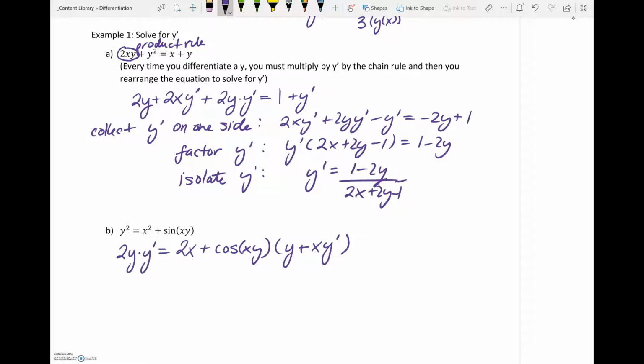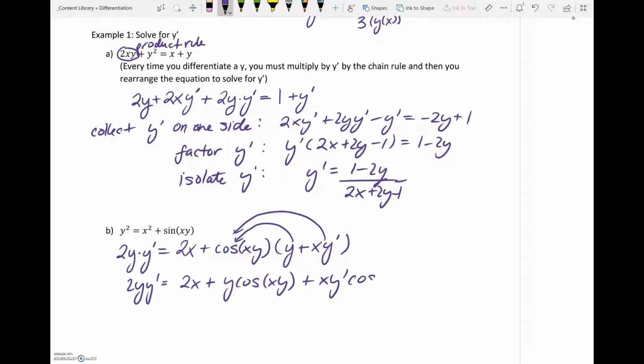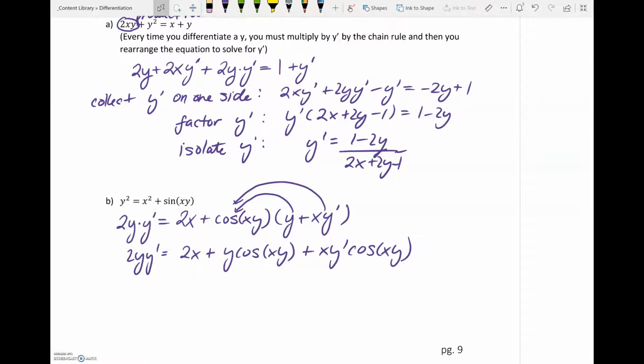Now I'm going to simplify this a bit more. This y is going to multiply with our cos xy, and this xy prime is going to multiply with our cos xy. Now I'm going to do some rearranging, move all my y primes to one side.